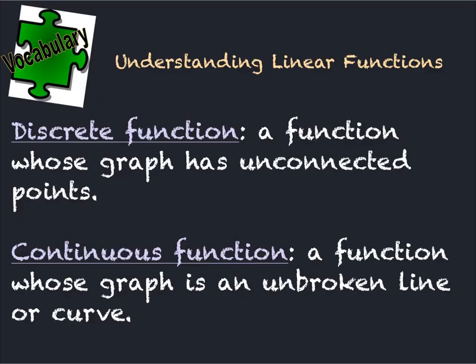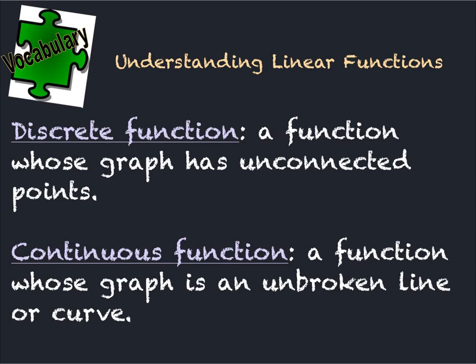So just a recap of what a discrete function is and a continuous function. We already know what they are. Just remember, discrete means we have unconnected points, whereas continuous, we're going to have a function whose graph is either a line or a curve. And because we're talking specifically about linear functions today, a continuous linear function is going to be a function whose graph is an unbroken line.